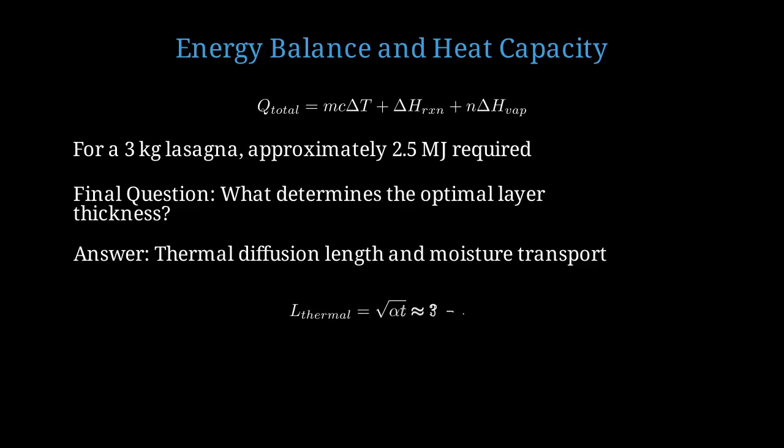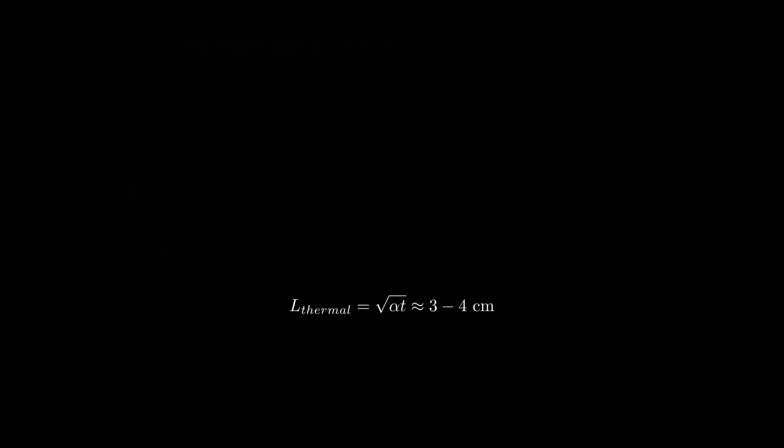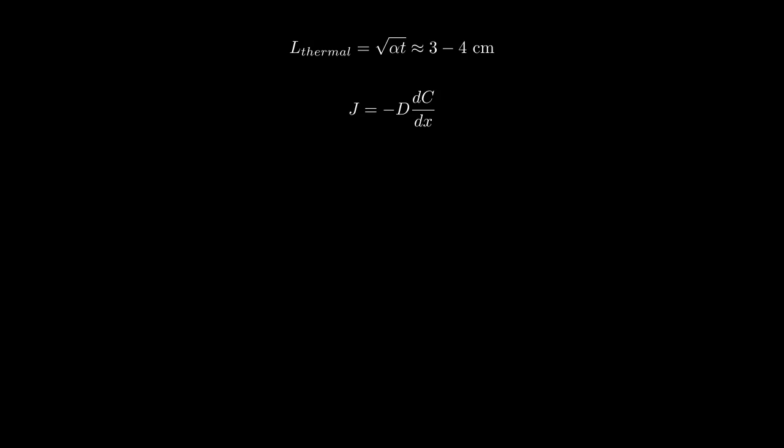The thermal diffusion length L thermal equals square root of alpha times t, approximately 3 to 4 centimeters for typical cooking times. This suggests total lasagna thickness should not exceed 4 to 5 centimeters. Moisture flux follows Fick's first law, J equals negative D times concentration gradient. The diffusion coefficient for water in pasta is approximately 10 to the negative 10 square meters per second, limiting practical pasta sheet thickness to 1 to 2 millimeters for adequate hydration.